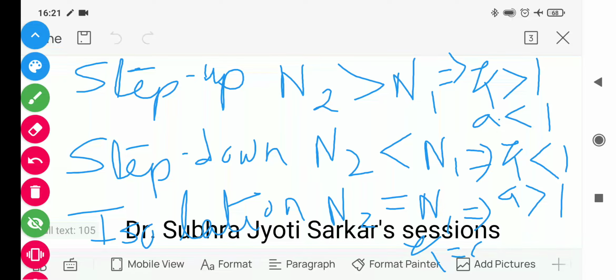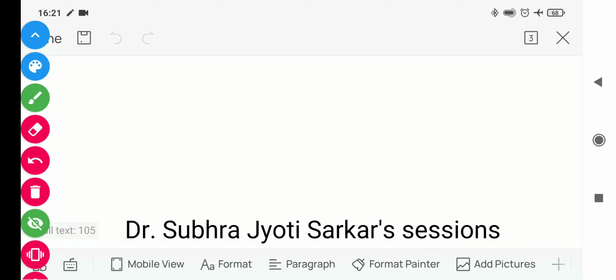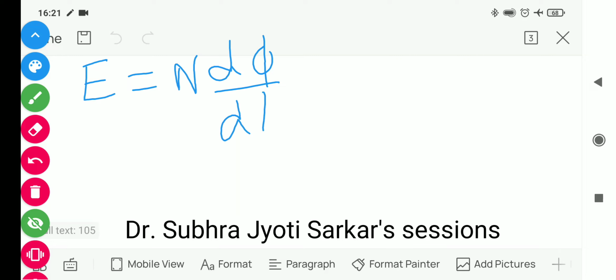K equal to A equal to 1. So these are the three types of transformer. Now, depending upon the application prospect, in general, what we know from Faraday's law, E is equal to N d phi dt. This is the most general equation we have. This minus sign is according to Lenz's law.